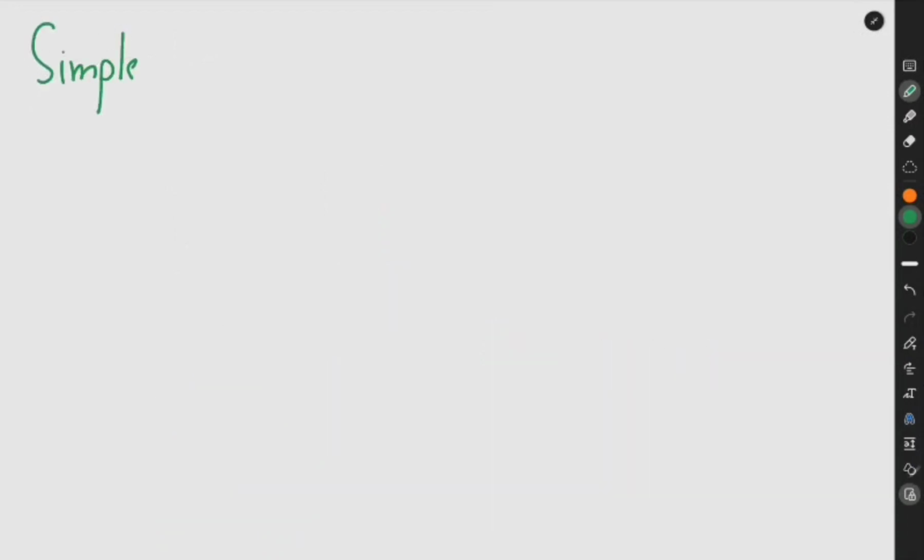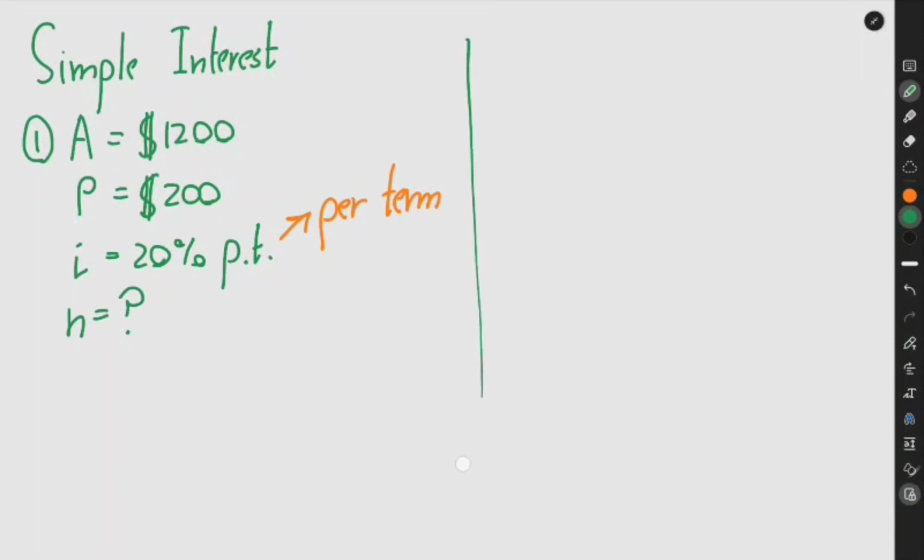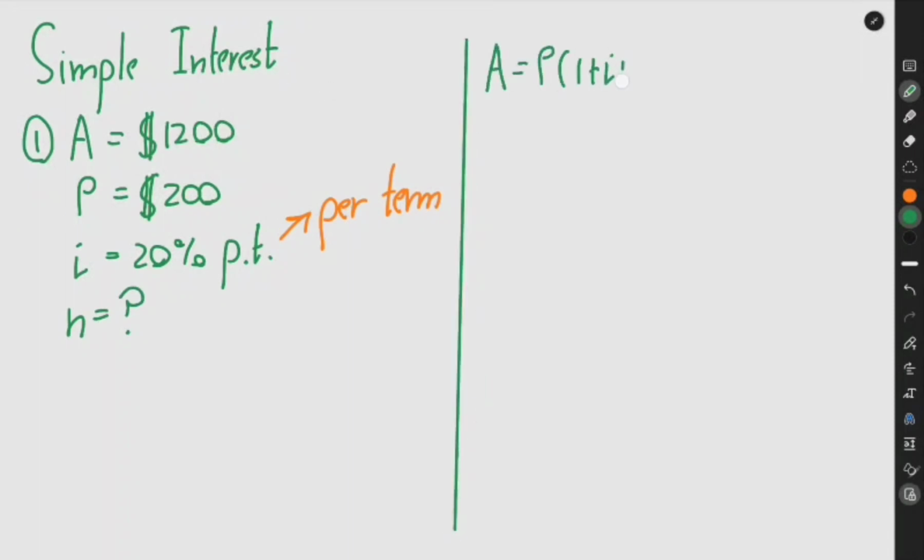Let's start with simple interest. Say we are given the accumulated amount of 1,200, a principal amount of 200, and an interest rate of 20% per week. We want to work out the number of terms. We start by writing out the equation A is equal to P(1 plus I times n). Then we fill in our known values.